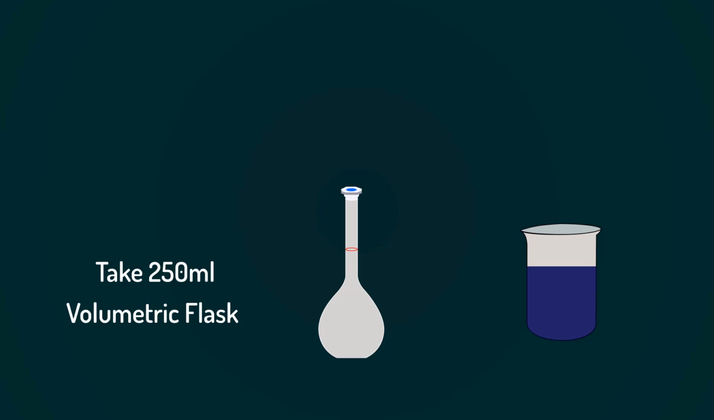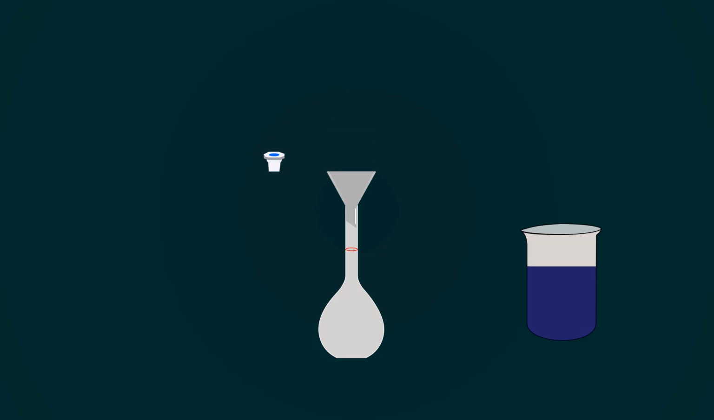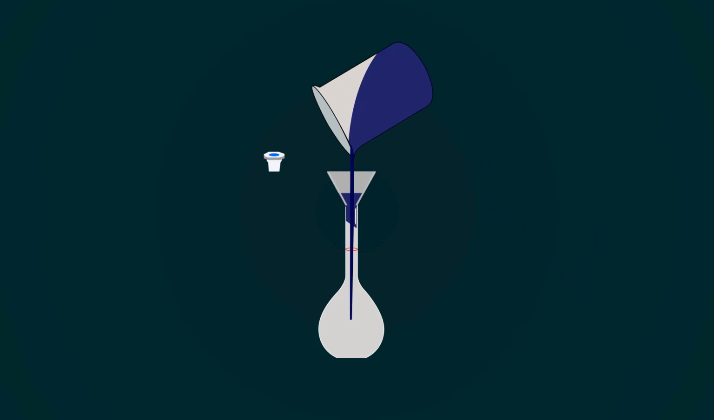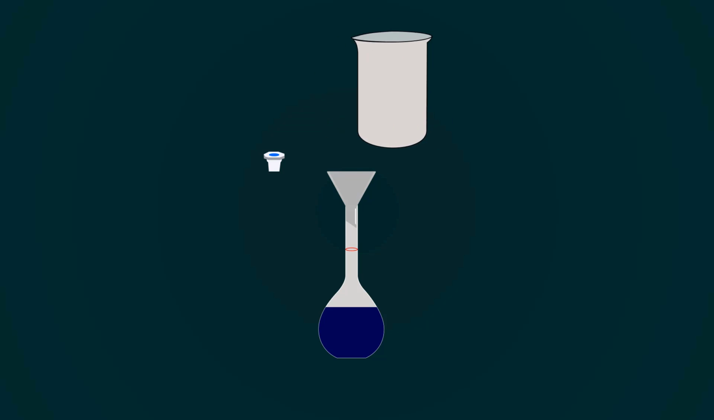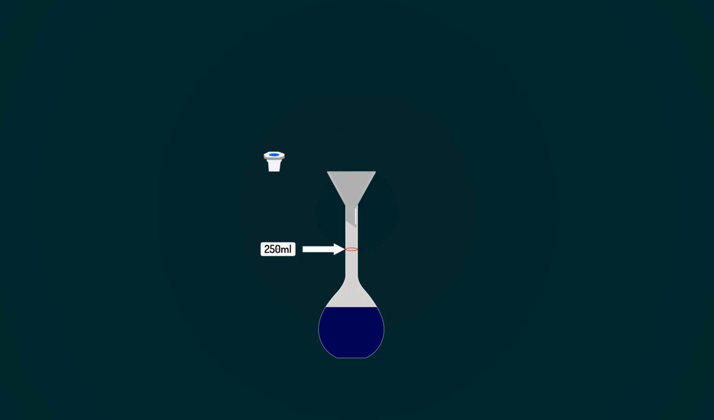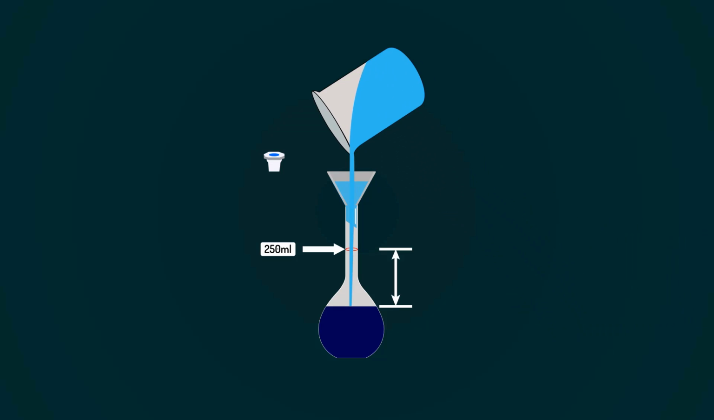Take a 250 milliliter volumetric flask. Now pour all the solution into the volumetric flask with the help of a funnel. You have to fill the volumetric flask up to the 250 milliliter mark. So for that, you have to add more distilled water. So, take more distilled water into an empty beaker and pour it into the volumetric flask.